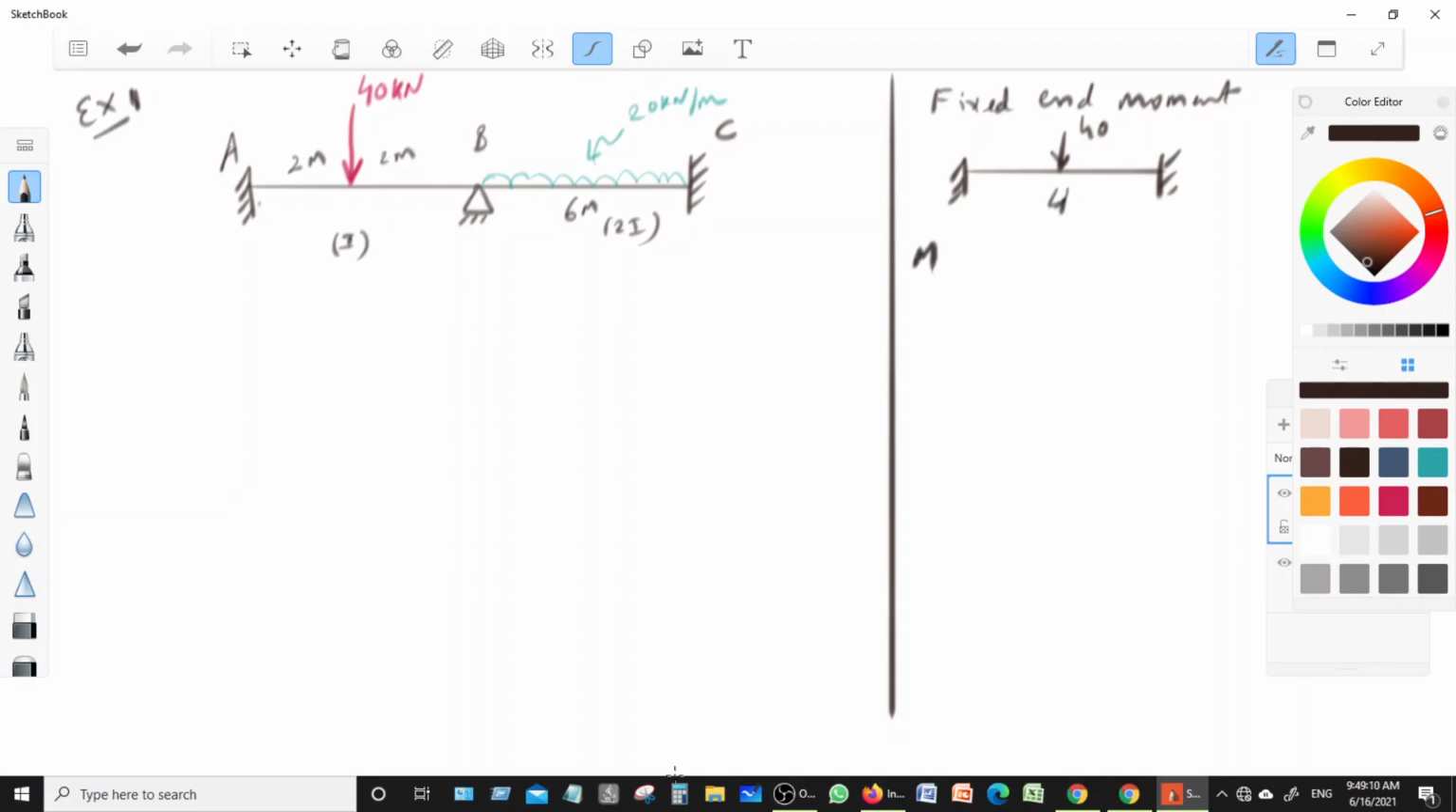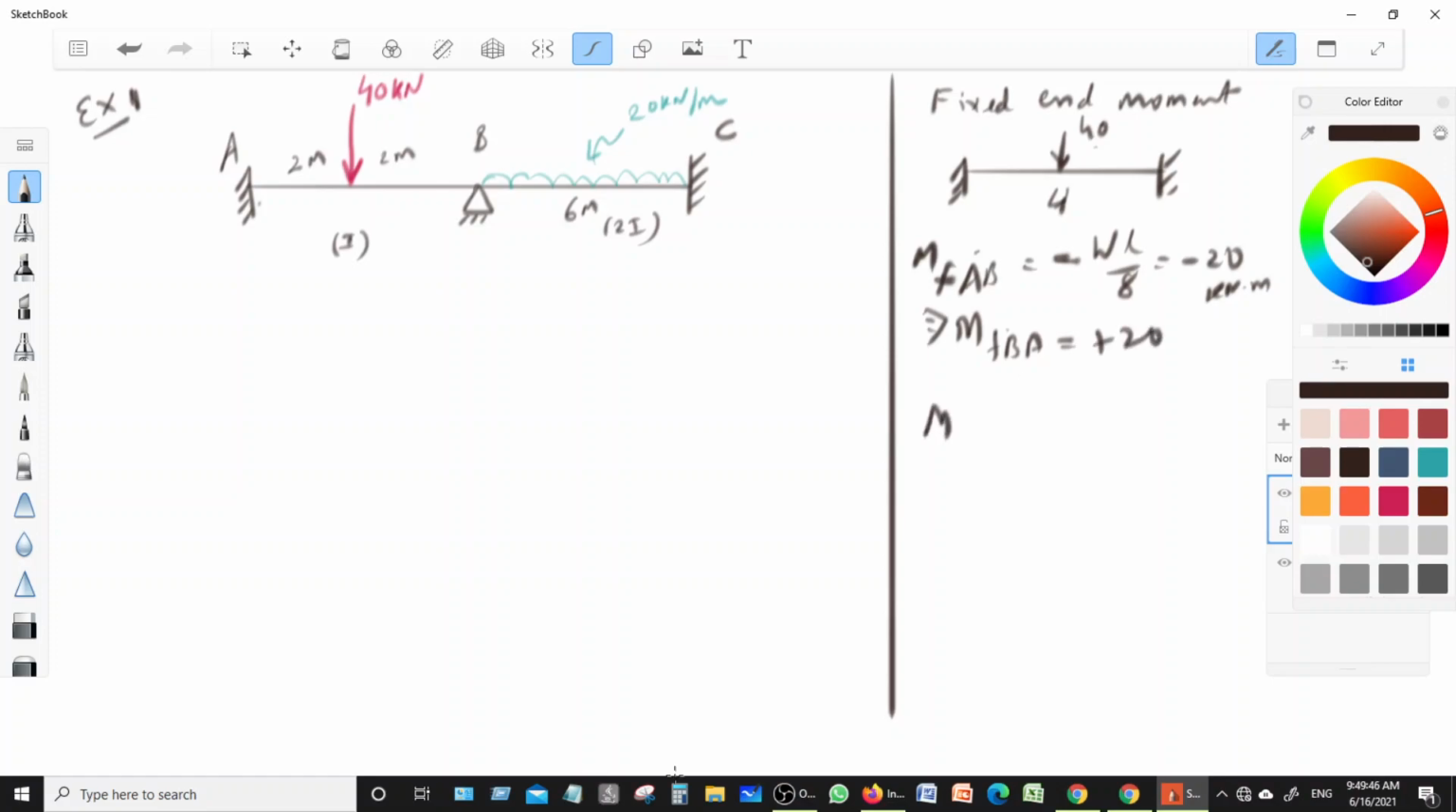So the fixed end moment at A for AB, as you know, is minus WL by 8. That comes to 40 into 4 by 8, which is equal to minus 20 kilonewton meter. Similarly, MFBA, the moment at B, will have the same magnitude, but the value of MFBA will be positive 20, right.